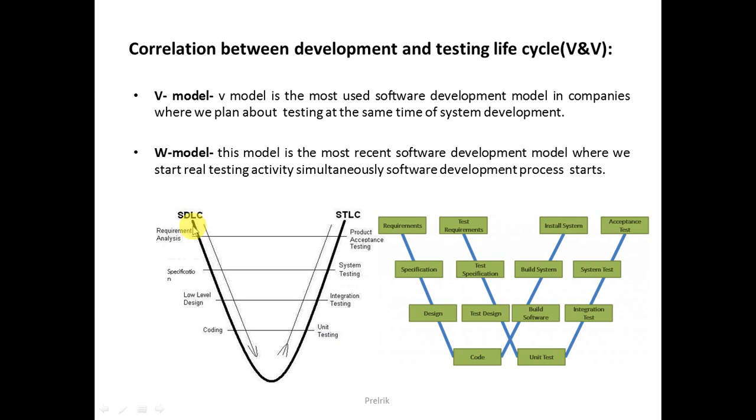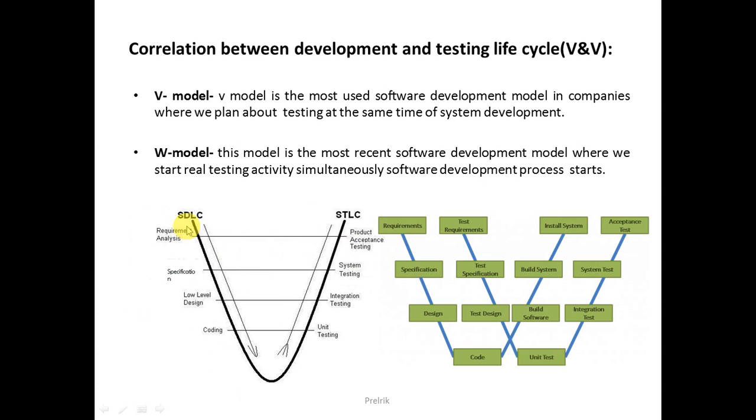So you can see that all the phases mentioned on the left side of the SDLC are execution phases, and all the phases mentioned on the right side of this shape will be planned at the time of these requirements. Like at the time of requirement analysis, UAT will be planned. At the time of specification, system testing will be planned. And the flow will be going through like this.